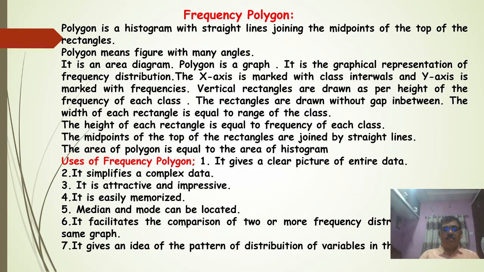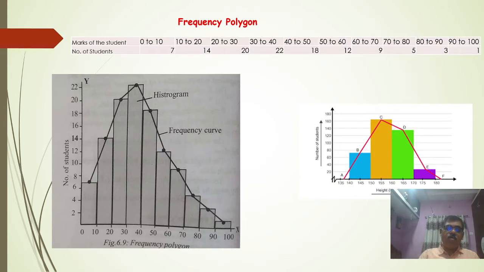Then next one is the frequency polygon. The polygon is a histogram with straight lines joining the midpoints of the tops of the rectangles. Polygon means a figure with many angles. This is a polygon, just like our histogram, but at the center we are taking the point and making a straight line, and that we call the frequency polygon.